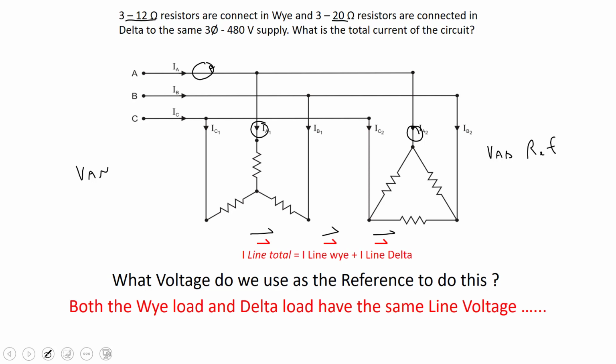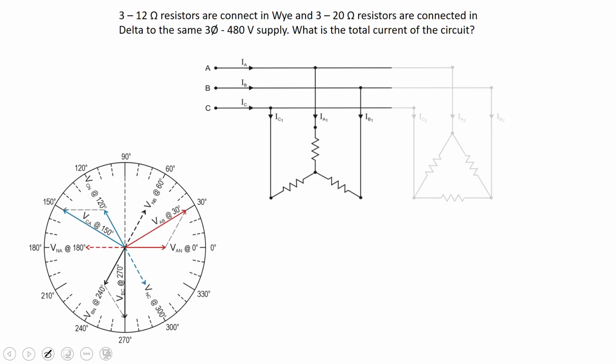Both the Y load and the delta load have the same line voltages. So we're going to use voltage VAB as the reference. Let me explain that a little bit further. We'll focus in on the Y, as this is the one that changes. In Y, we would normally draw our phase voltage VAN on the reference at 0 degrees. We know that in Y, we have both V line and V phase, and they're different. The V line, or voltage VAB in this case, is going to lead the phase voltage by 30 degrees.